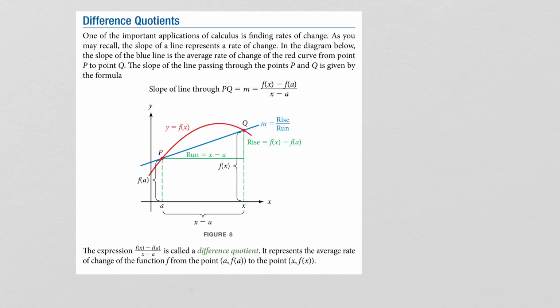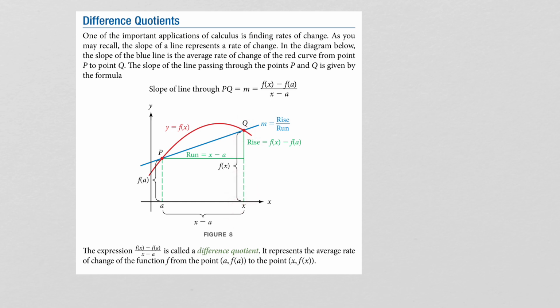And if I pick 2 points on that graph, points P and Q, I can draw a line through those 2 points. And this is called the secant line. And then we can find the slope of this line by simply using the formula slope equals rise divided by run. Now, if you'll notice on the x-axis, point P corresponds to x equals a, point Q corresponds to an x value of x.